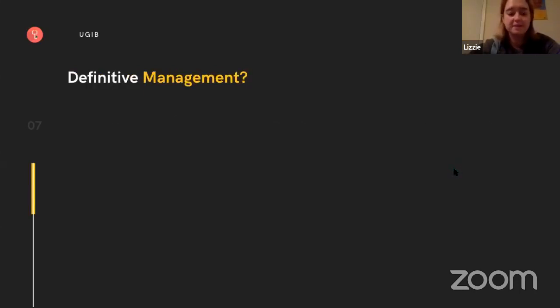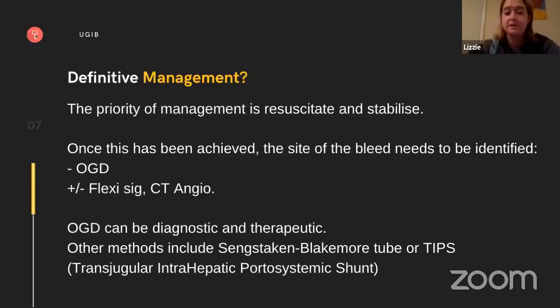We're nearly done, I promise. So in terms of definitive management, the priority is to resuscitate and stabilize, but the next steps are: where is the bleed and how can we stop it? Your seniors may suggest we need to go for an OGD if they're convinced this is an upper GI bleed. Flexi-sig and CT angios may be alternatives. So if OGD is negative, is there something lower down they can find?